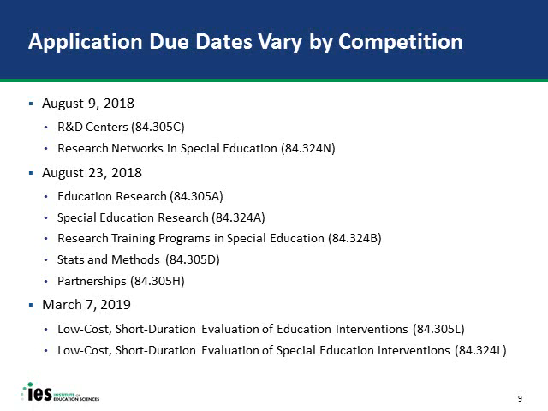Pay attention to due dates. For FY 2019, the research centers are accepting applications on 3 different due dates. Know the due date for your competition. IES does not accept late applications. More on that later. Applications to NCER's R&D Center competition and NCSER's Networks competition are due on or before August 9th. 5 competitions are accepting applications on or before August 23rd: Education Research, Special Education Research, Research Training in Special Education, Stats and Methods, and Partnerships. Finally, the NCER and NCSER low-cost short-duration programs are accepting applications on or before March 7th.